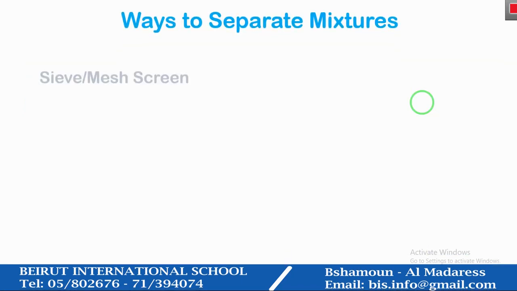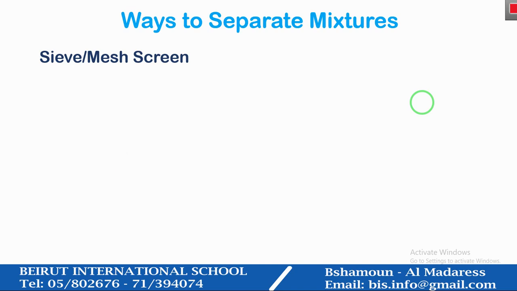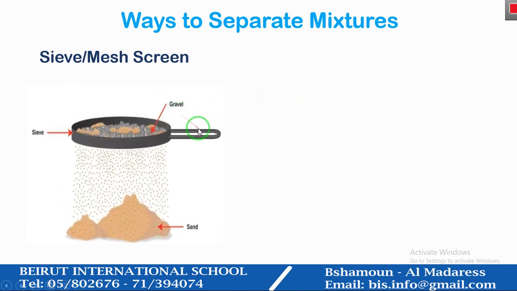Now, we have several ways to separate mixtures. The first way is using a sieve mesh screen. The sieve mesh is a tool that has holes inside it, so the tiny particles such as the sand will pass through the holes, whereas the gravel or the rocks are a bit larger, so they are going to be left behind on the sieve mesh.